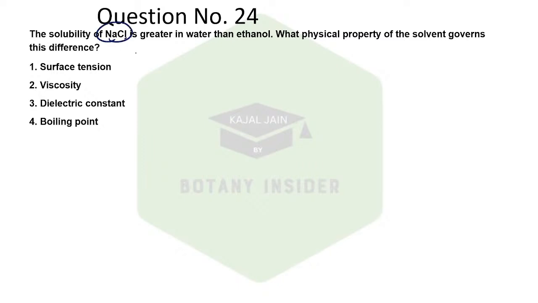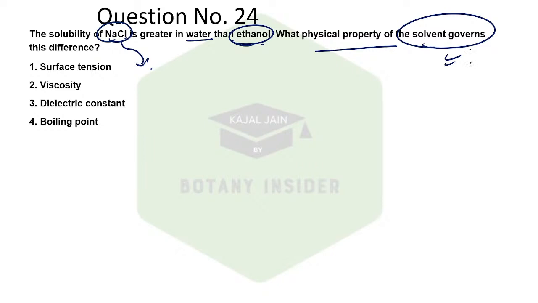The solubility of NaCl, that is sodium chloride, is greater in water than in ethanol. Which physical property of the solvent governs this particular difference? Give it a try to this. Very simple. If you have read chemistry in your class 10th, you can very nicely mark the answer for this. Give it a try to the question, everyone. Mark the answer for this.